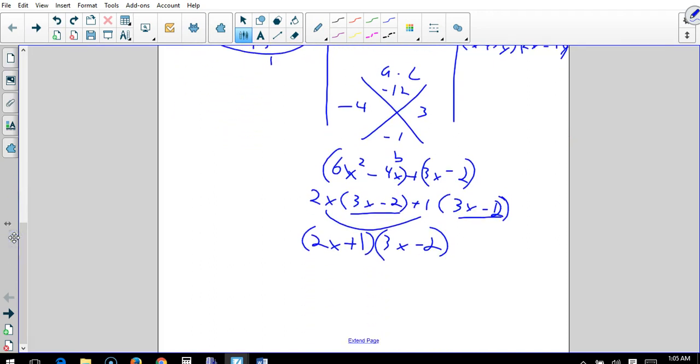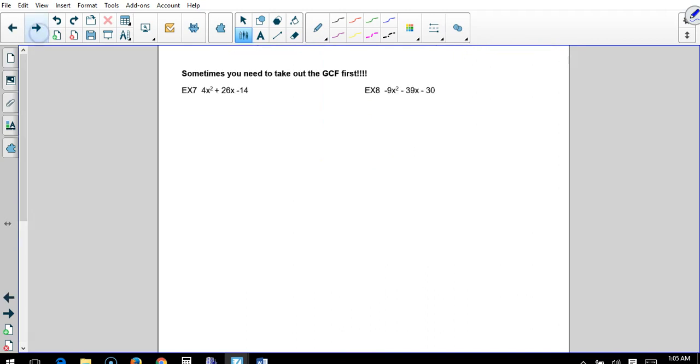So this is a method that takes a lot of guessing and checking out. But if you want to learn it better, watch the video. Sometimes you need to take out the GCF first. Like here, it'll make it easier. I could do this, but it makes it easier if I take out a 2. 2x squared plus 13x minus 7.